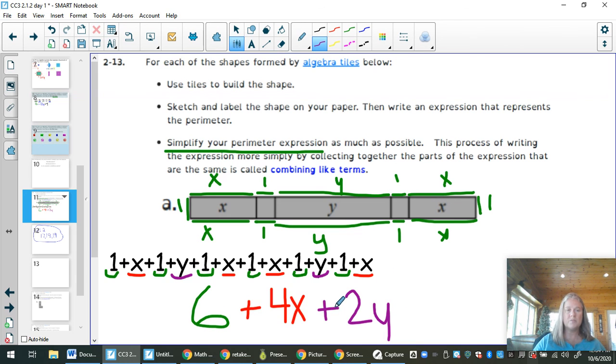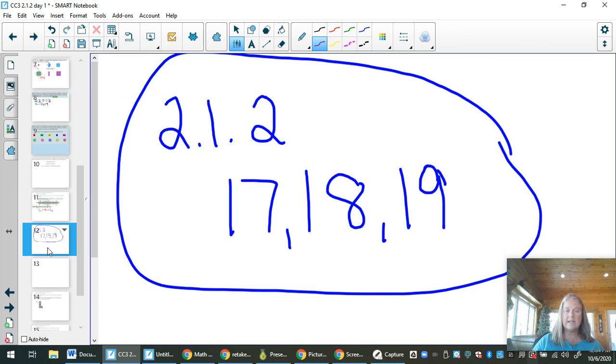And that's where we'll pick up tomorrow. Your homework today was section 212, numbers 17, 18, and 19.